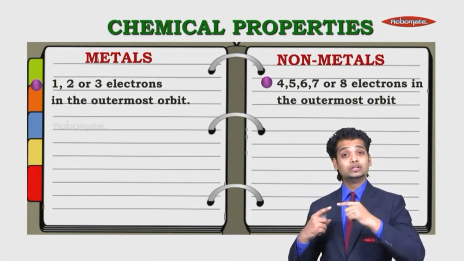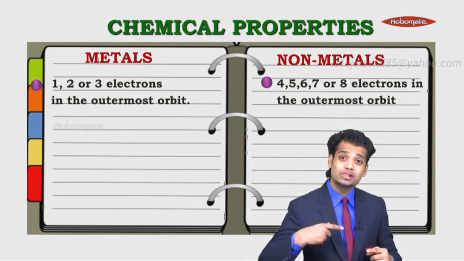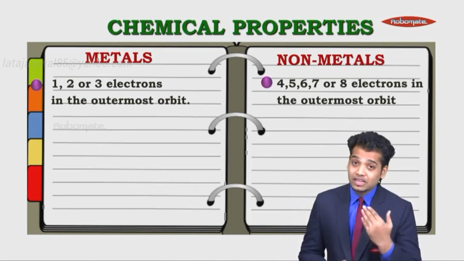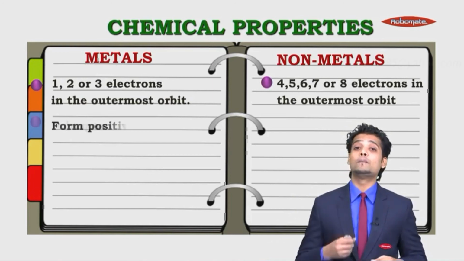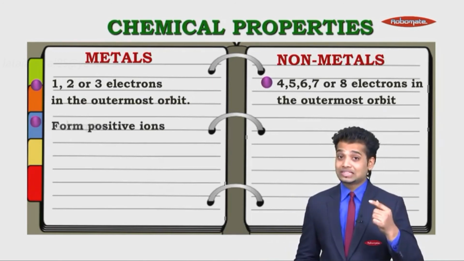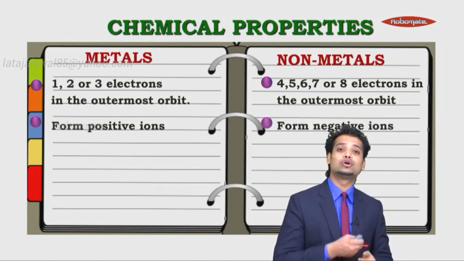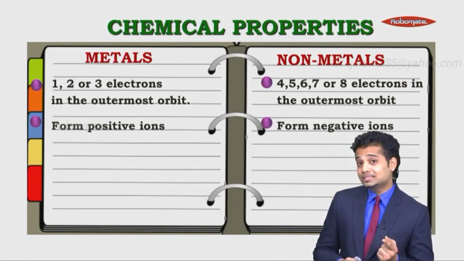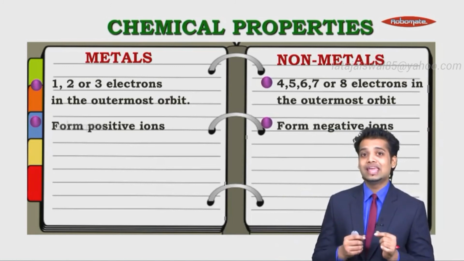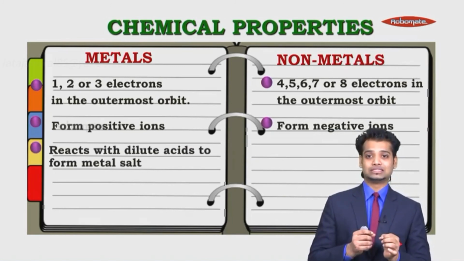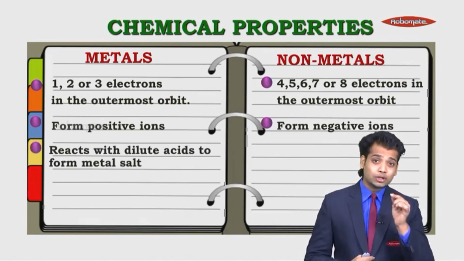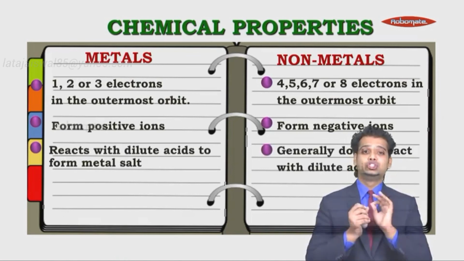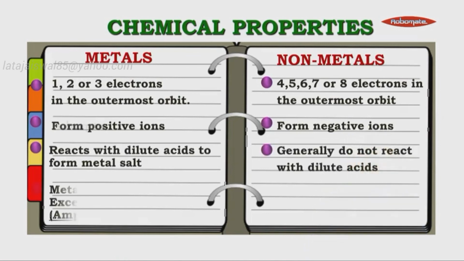If there are 1, 2, 3 electrons, what will it do? It will give or take electrons. It will obviously give. If it gives electrons, it is going to form positive ions. Whereas non-metals are going to take electrons, so they form negative ions. Metals can displace hydrogen, so they react with dilute acid to form metal salt. But non-metals are already negative. Will they react with dilute acid? Generally, they do not react with dilute acids.